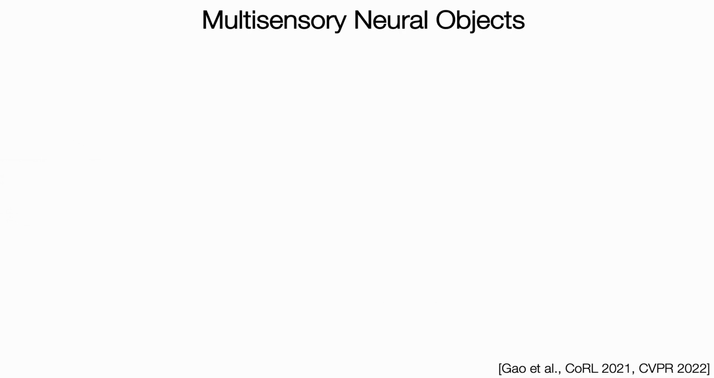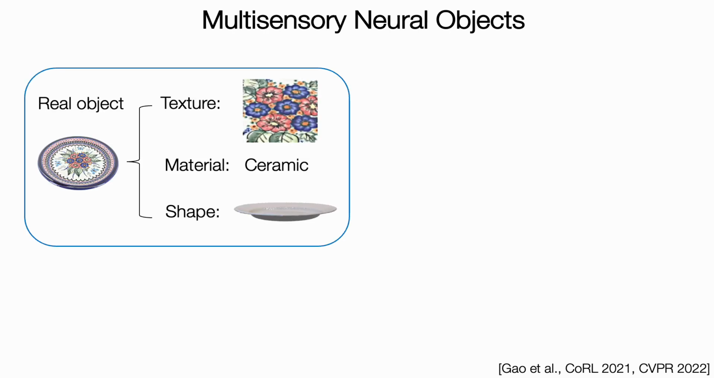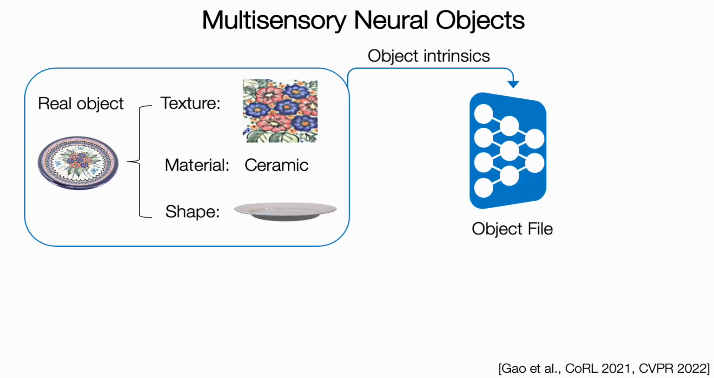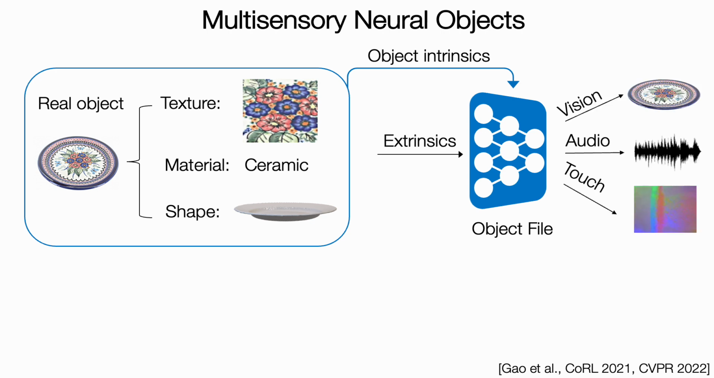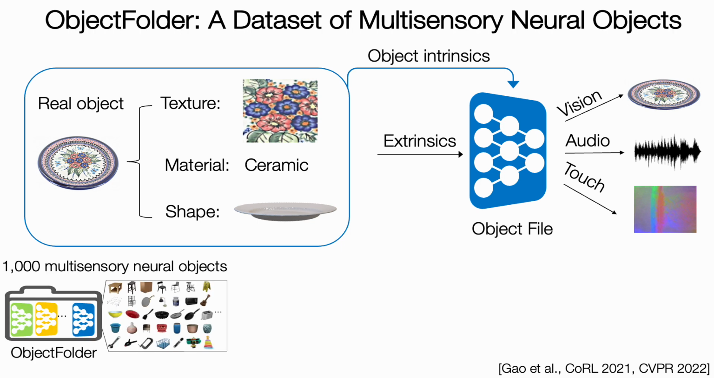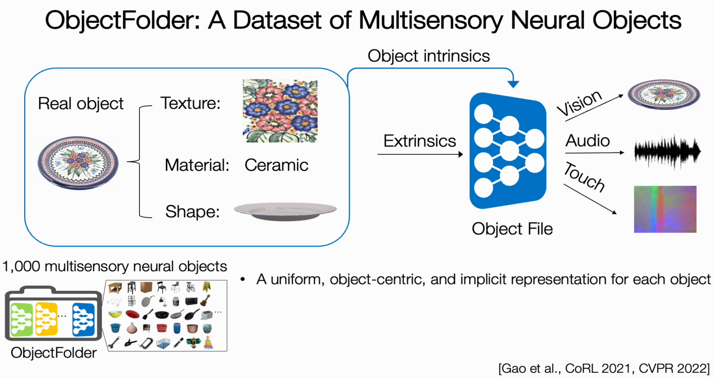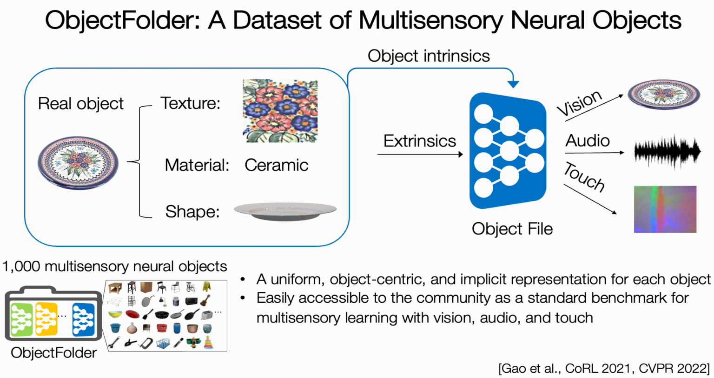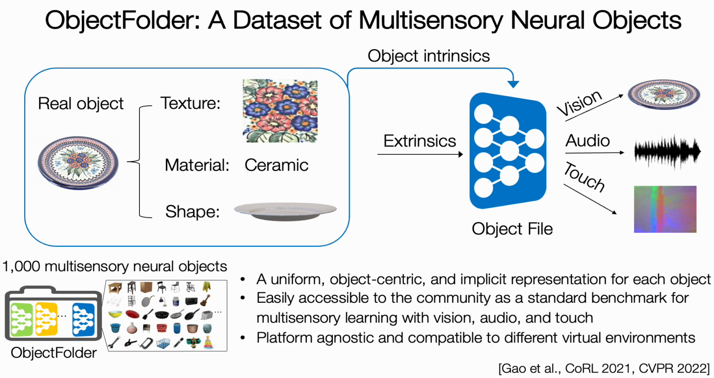In our earlier work, ObjectFolder, we propose to virtualize real objects, their intrinsic properties, into a neural-in-place representation we call object file, and query the object file with extrinsic parameters external to the object. We can render the corresponding multisensory readings of the object. And we build a dataset of 1,000 multisensory neural objects called ObjectFolder. In the dataset, each object is a uniform object-centric and implicit representation, and the dataset is easily accessible to the community as a standard benchmark for multisensory learning with vision, audio, and touch. And all objects are platform agnostic and compatible to different virtual environments.